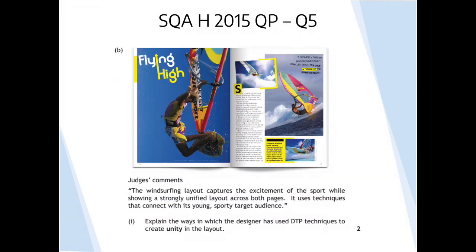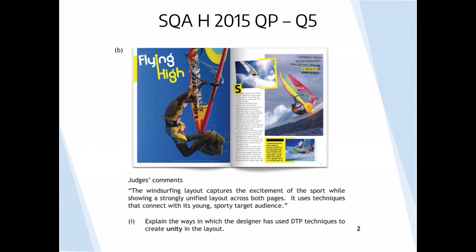Let's look at one final example taken from the SQA Higher 2015 question paper. This example has a really strong use of Unity throughout the graphic. One of the best ways that this has been done is through the consistent use of the colour yellow. It's been picked from the sail of the windsurfer, and then it's been applied to the high text through a couple of rectangular shapes throughout the publication behind the words "a drug hit," behind the smaller block of text down in the bottom right, behind the black S drop cap, and also in behind two of the other images.